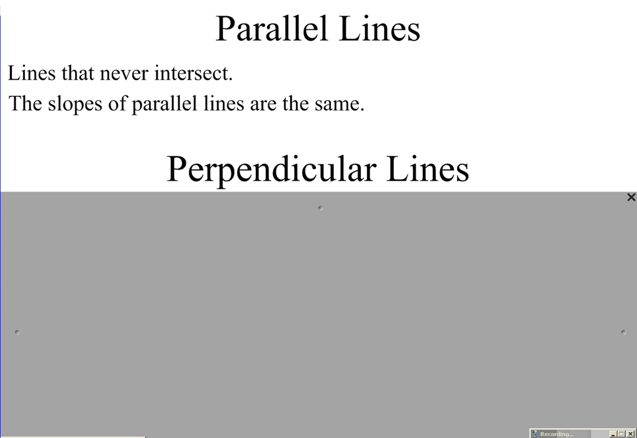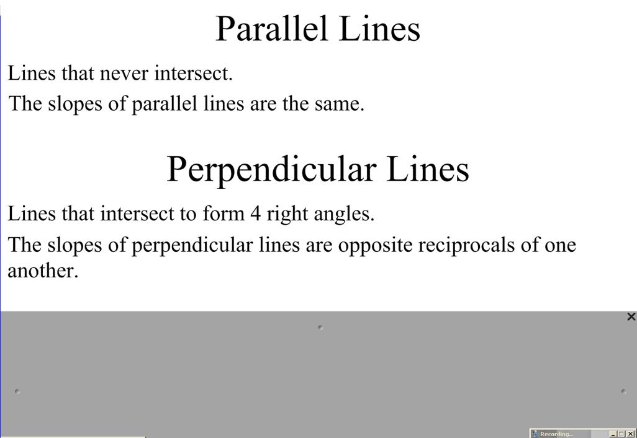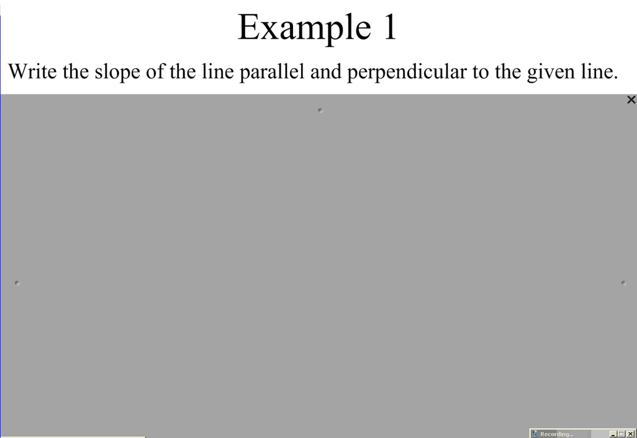Perpendicular lines. We know perpendicular lines do intersect. They intersect in a special way to form 4 right angles. And more importantly, what guarantees us that those lines are perpendicular is that they have opposite reciprocal slopes of one another. You must take the opposite and the reciprocal. It's not just the opposite or just the reciprocal. You have to do both when you're talking about the slope of perpendicular lines.